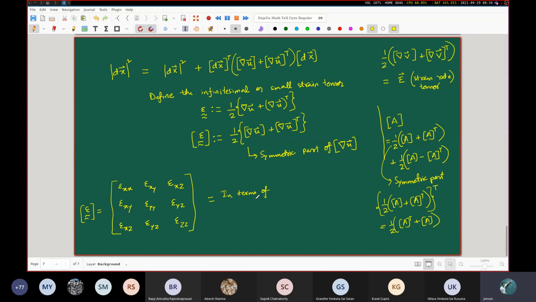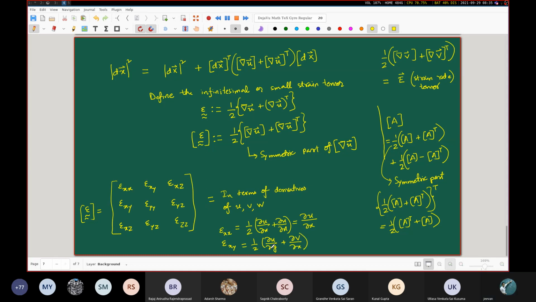So you express this in terms of the derivatives of u, v, w. If you expand out this gradient of u and take the symmetric part, you will be able to obtain that. You will find that epsilon xx is equal to del u del x. Similarly, you will find that epsilon xy is equal to half of del u del y plus del v del x.